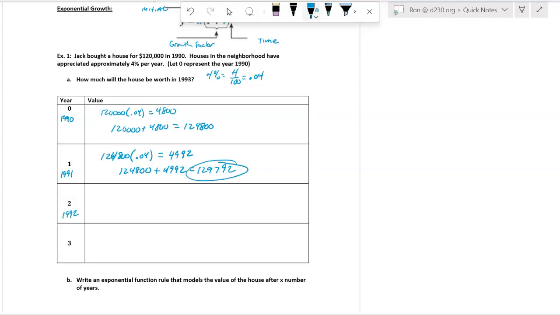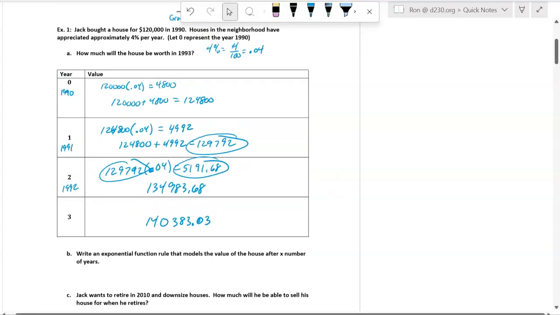Now, to find the value in 1992, I'm going to take the new value, 129,792. I'm going to multiply that by 0.04. That would give me 5,191.68. And if I take and add the two values together, the new value of the house would be $134,983.68. And when everything's said and done, when you do it one more time, in 1993, the house would be $140,383.03.